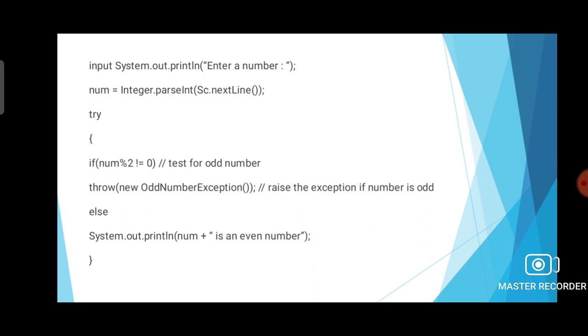Next we are going to check whether the number is an odd number or an even number. We are doing this process in the try block. So if num % 2 is not equal to 0, that means the number is an odd number. If the number is odd, it raises an exception, that is OddNumberException. Else, if the number is not odd, then we have the println statement, which displays that the number is an even number.